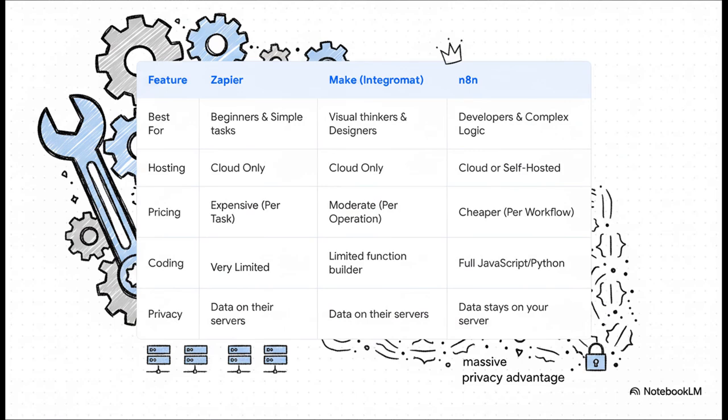So when you put it all together, how does n8n really stack up against the giants like Zapier and Make? This chart makes it crystal clear. Zapier is awesome for beginners with simple tasks. Make is great for visual thinkers. But n8n is really carved out for developers and anyone dealing with complex logic. Just look at the key differences. Hosting, n8n gives you the choice. Coding, n8n gives you full power. And privacy, with n8n, your data stays your data. It really is the professional's choice.